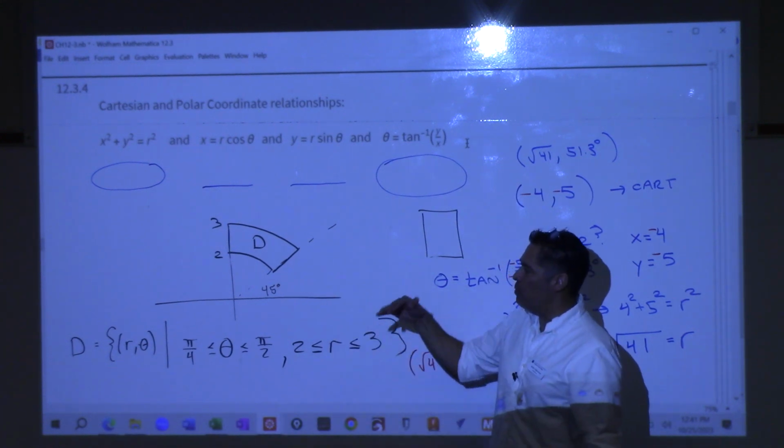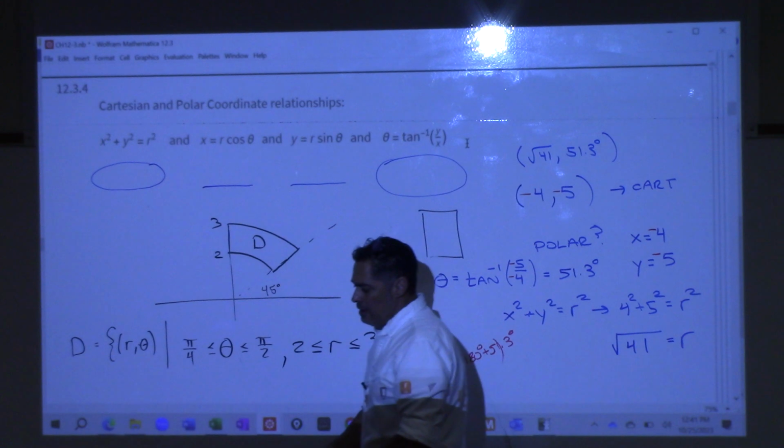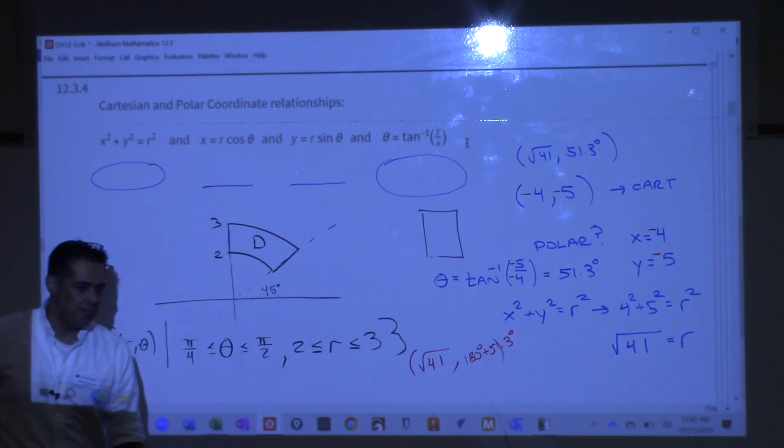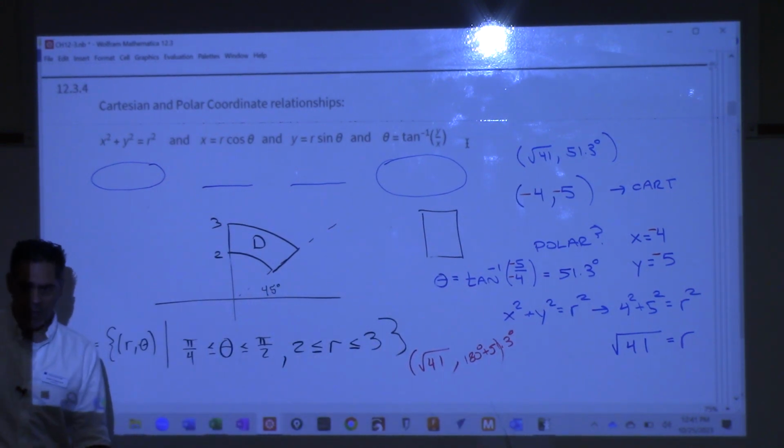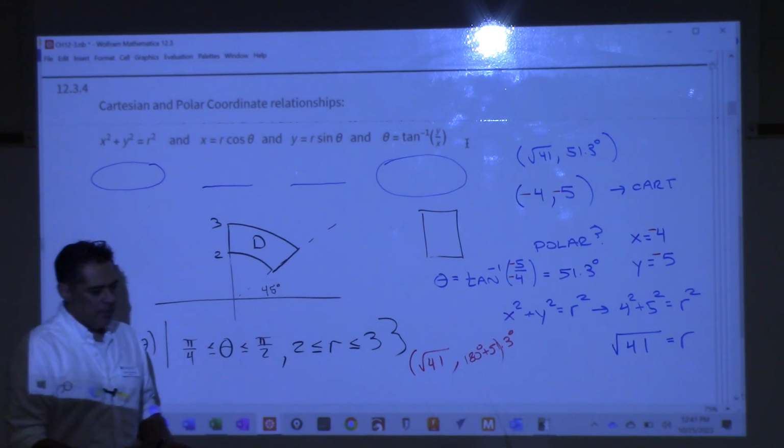We're going to say, okay, what if we're trying to find the volume underneath the surface, but the ground is something that's better suited for polar. All right? That's where we're headed.